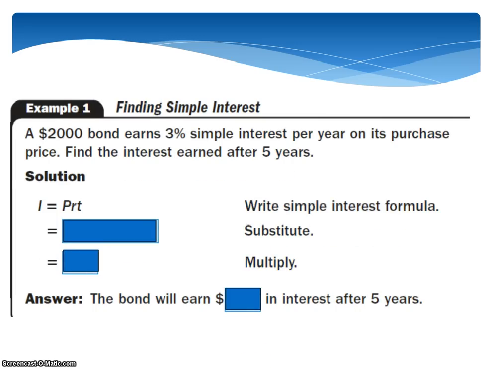Let's find simple interest in example 1. A $2,000 bond earns 3% simple interest per year on its purchase price. Find the interest earned after 5 years. Obviously 5 years is your time. It's in years, so you don't have to do anything. Change 3% to a decimal because that is your rate. And $2,000 is your P, principal. Substitute in the formula, the principal times the rate times the time. Multiply, you have 300. That means this bond that was $2,000 earns $300 in interest after 5 years.